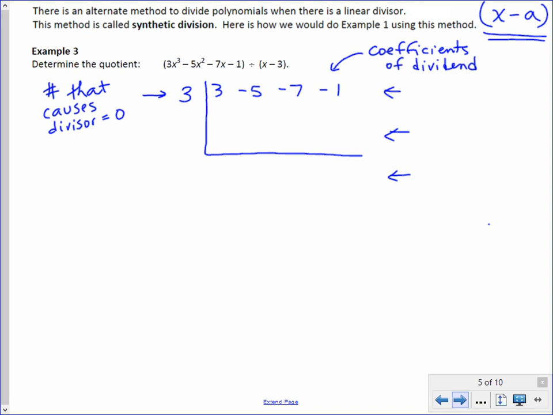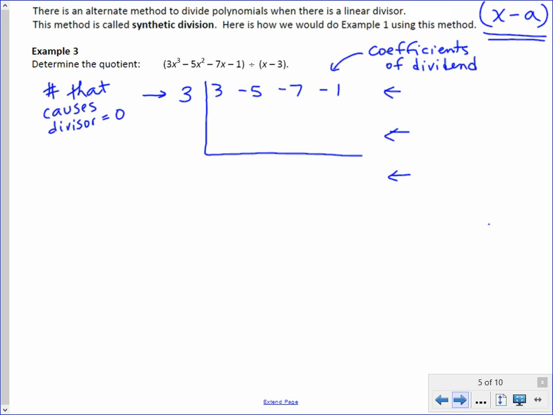So this only works for linear divisors, so x squared doesn't work. Now you might say, what if it was 2x minus 3? There's a little special case, but we're not going to get to that today. We're going to do the basic case today.